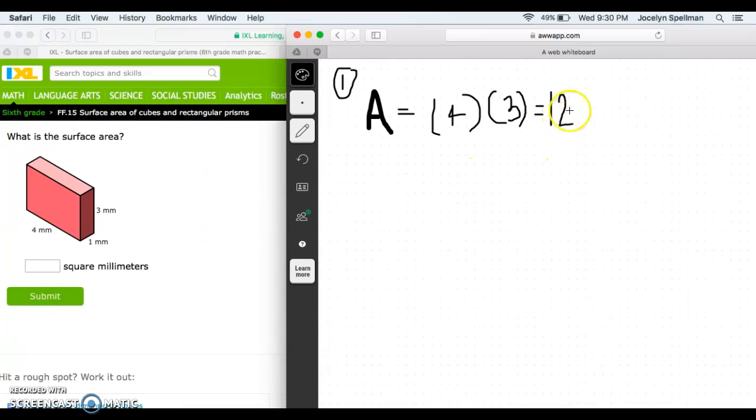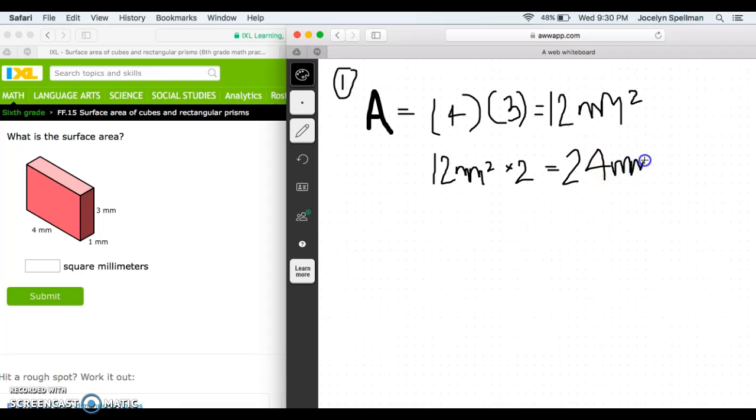And then we're measuring in millimeters. Millimeters squared. Okay, so if this side has an area of 12 millimeters squared, then the side exact opposite is another side that has 12 millimeters squared. So I'm going to do 12 millimeters squared times 2, and that is going to give me 24 millimeters squared. So that is one set of area.